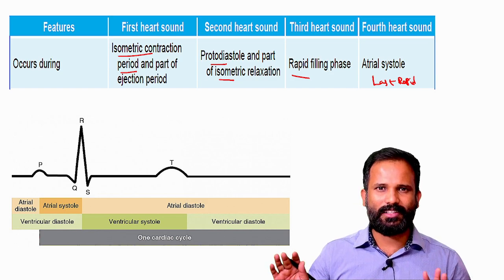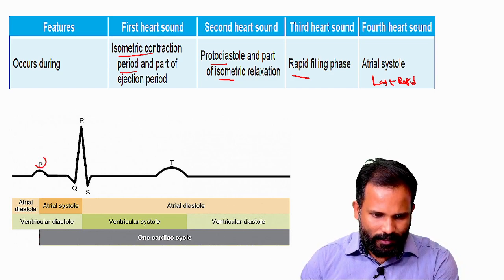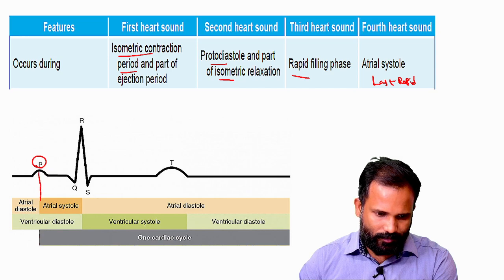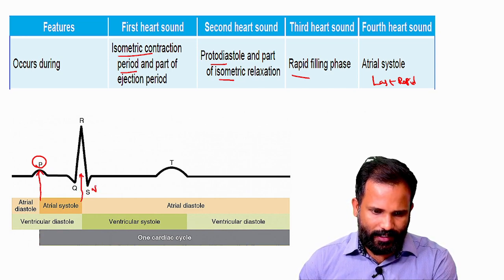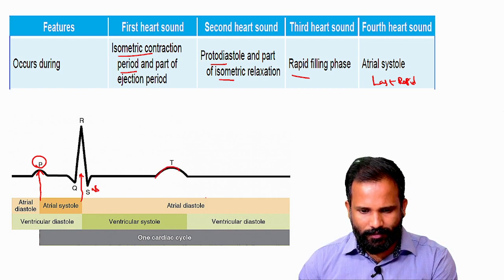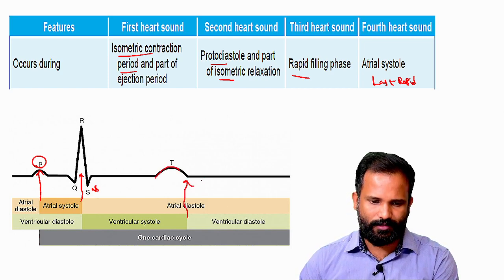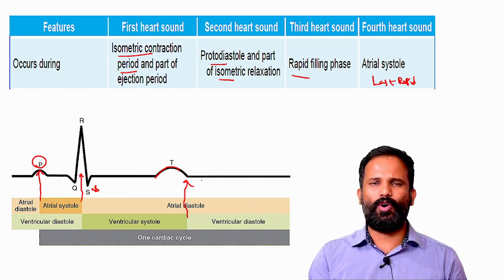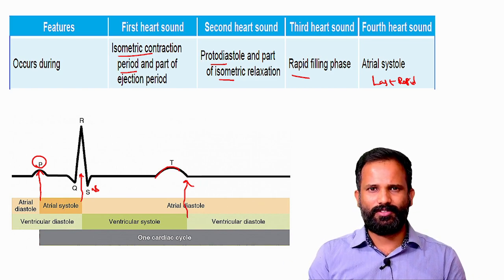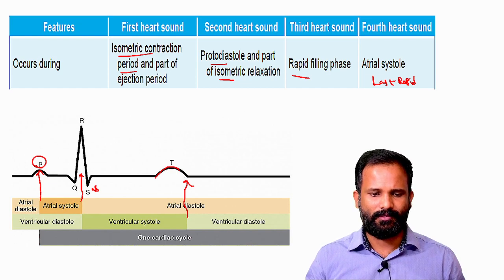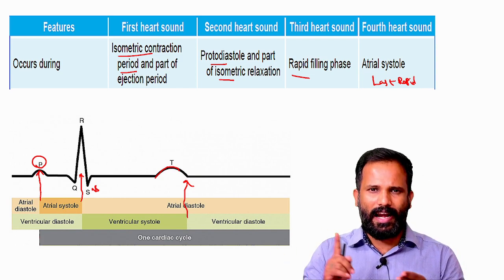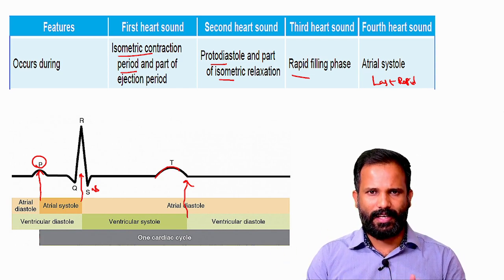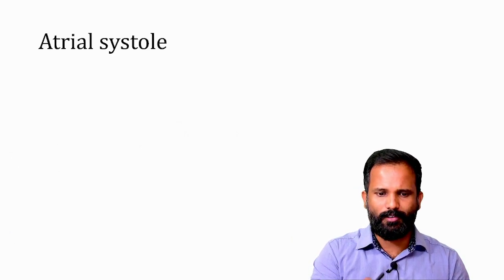And coming to the ECG waves, the P wave is atrial systole, QRS is ventricular systole, and T wave is ventricular diastole. Atrial diastole is overlapped by these waves, so atrial diastole is not seen separately. Okay, P wave corresponds to atrial systole, QRS corresponds to ventricular systole, and T wave corresponds to ventricular diastole. Now we will mention each phase.